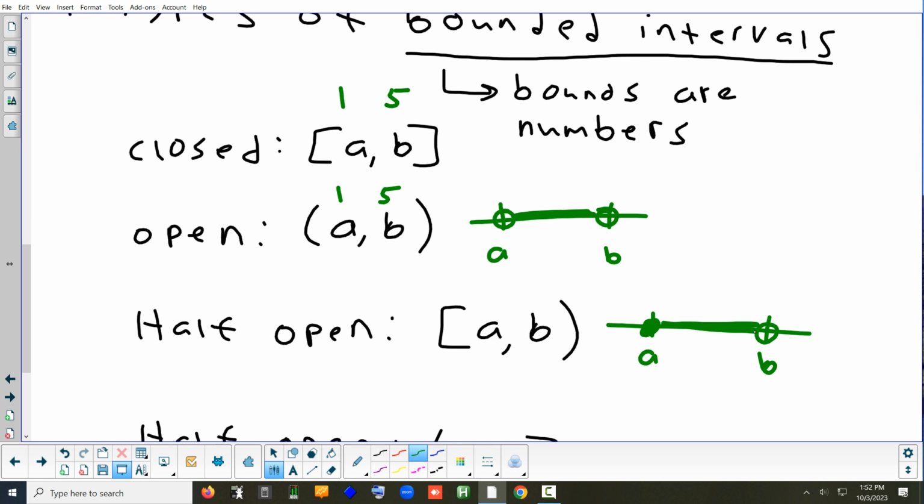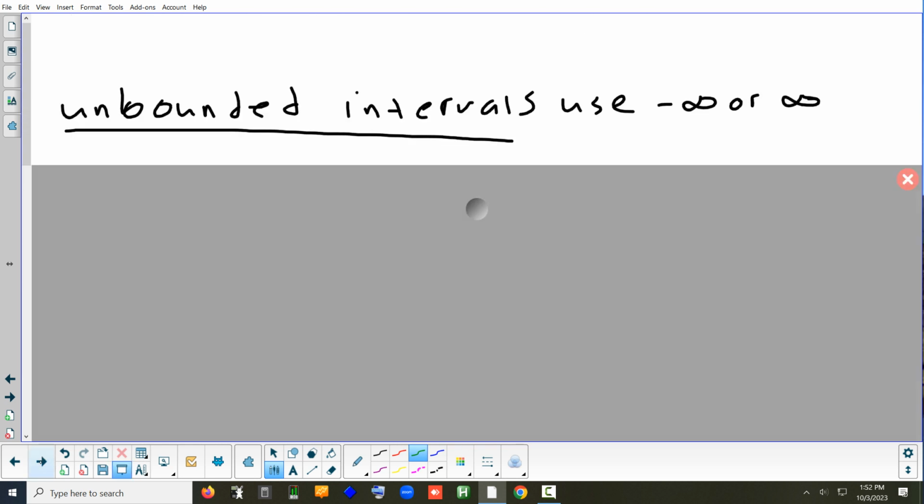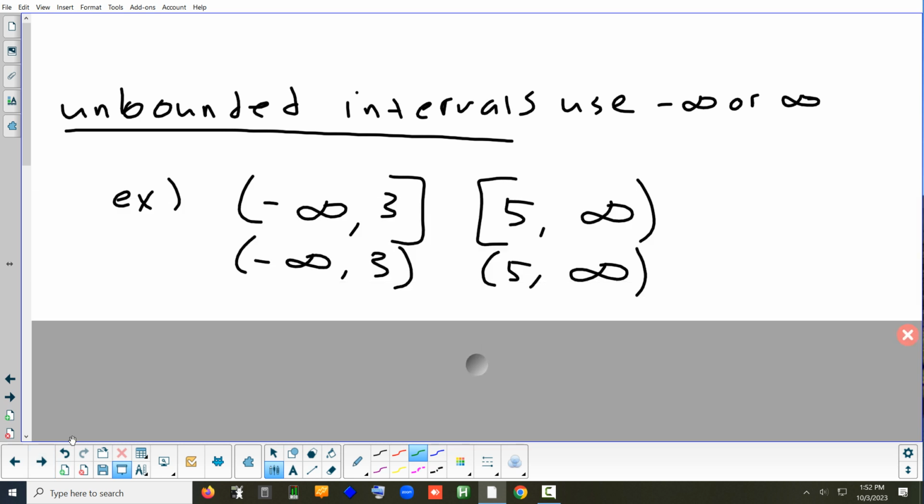Okay. But notice here, there's no arrow. I shaded between the two circles and then I stopped. There's no arrow indicating that it keeps going. When you put an arrow on it, that makes it an unbounded interval. Okay. Unbounded intervals use infinity.